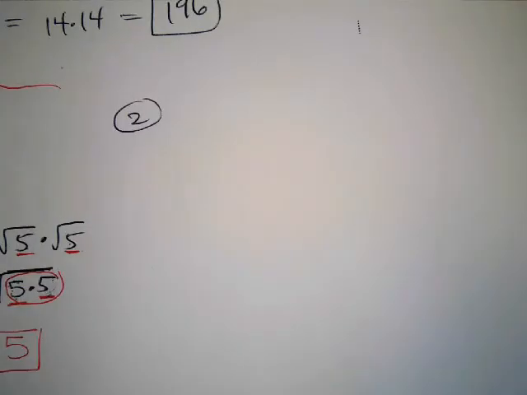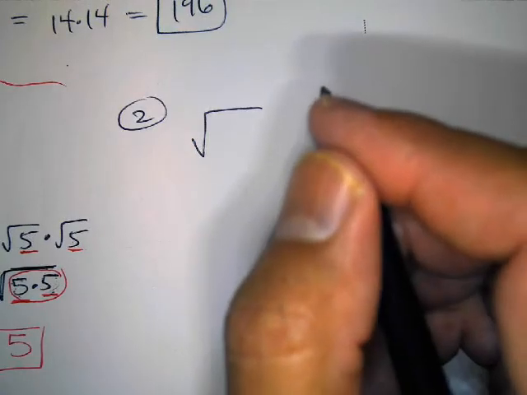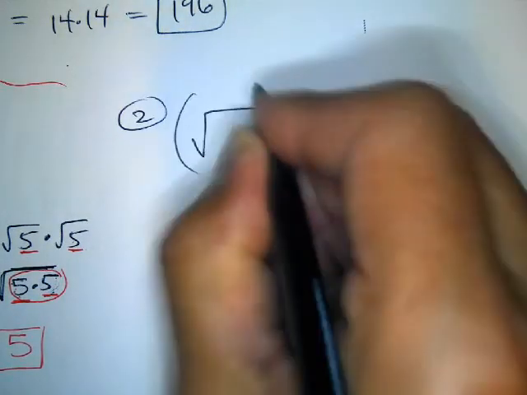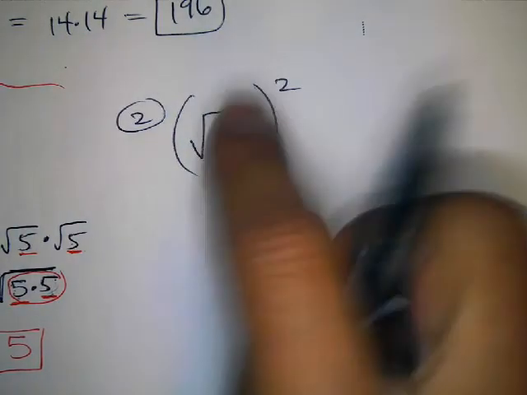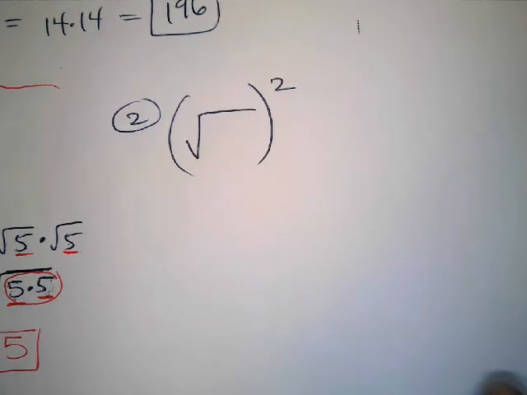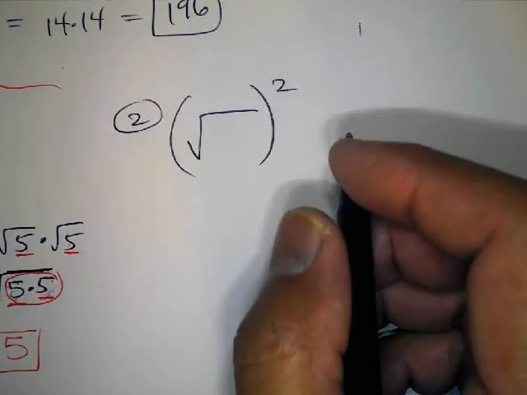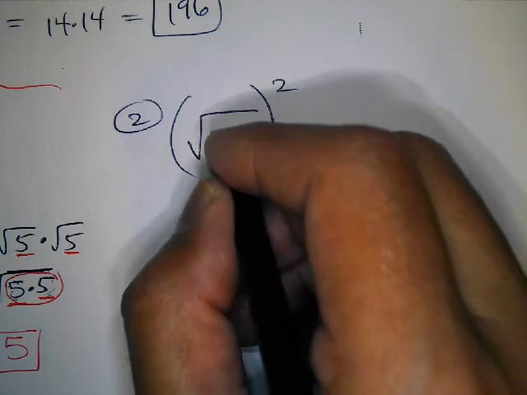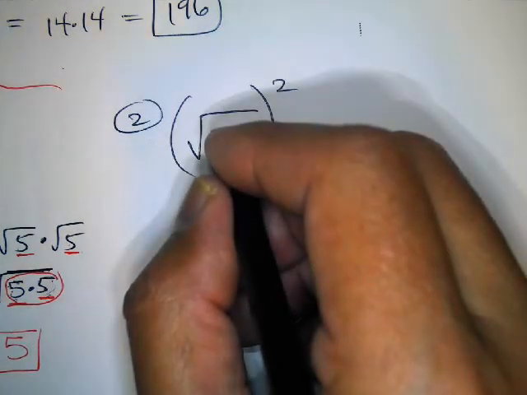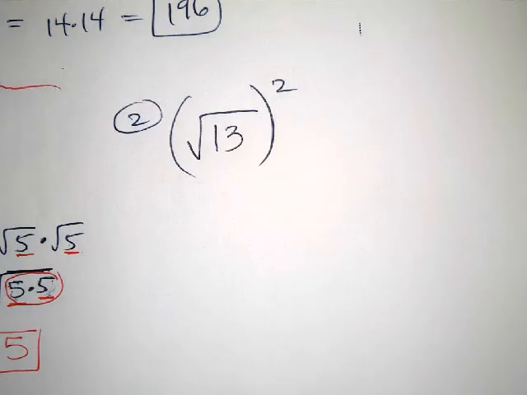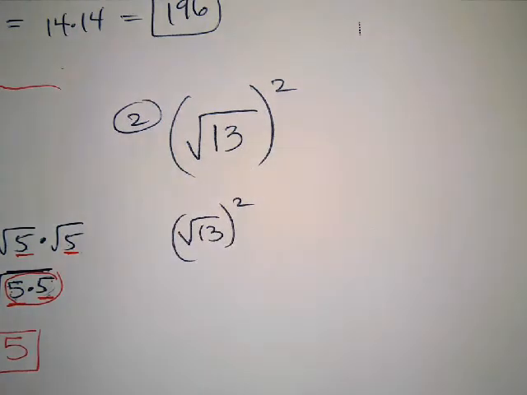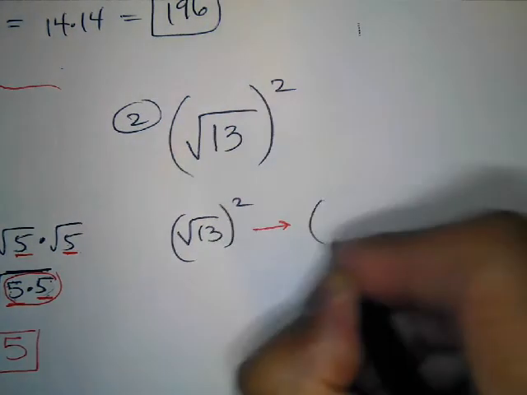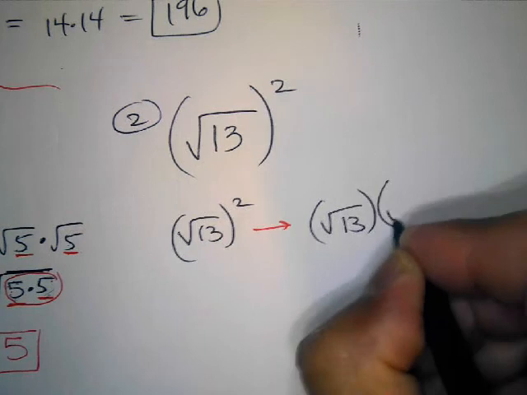Look at number 2. I'm going to square something. I want to square this, which means I'm going to multiply it twice, right? What if I tell you something like, pick a good number here, okay, we'll go with 13. Well, you know that when you square something, that means there's two of them, right? A square root of 13 times another square root of 13.